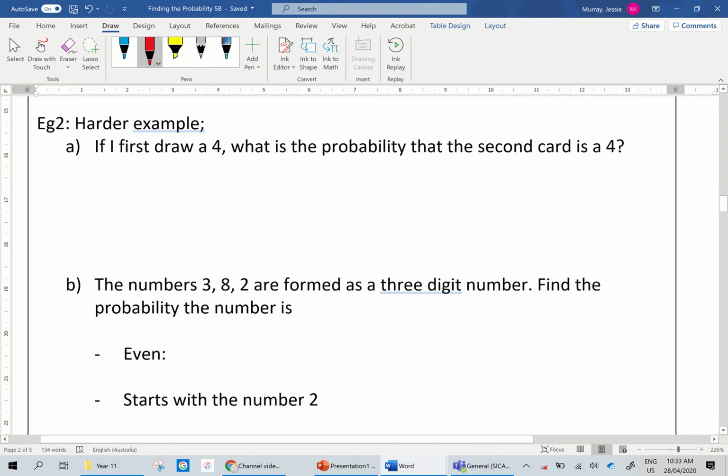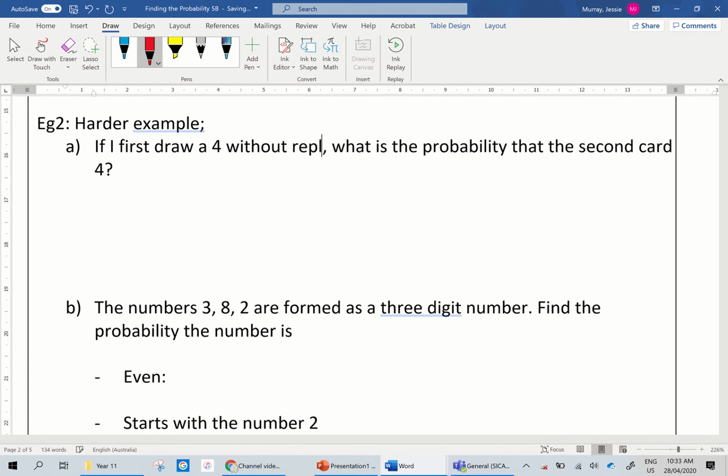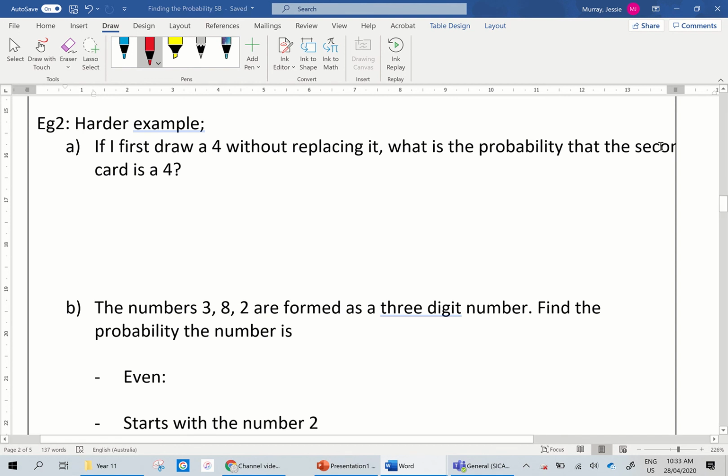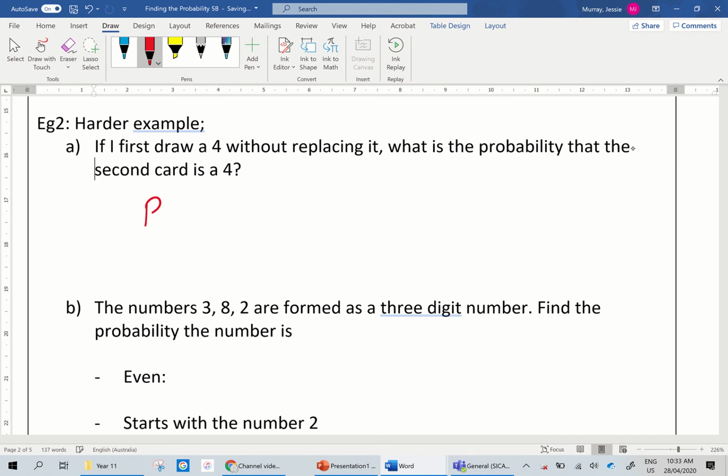If I draw a 4, what is the probability the second card is a 4? So let's think about this. I haven't mentioned, I'm going to actually put in here without replacing. So let's think about my deck of cards. I've picked out a 4 and I haven't put it back. What's the probability of then pulling out another 4, the second card being a 4? So, probability of second equaling a 4.